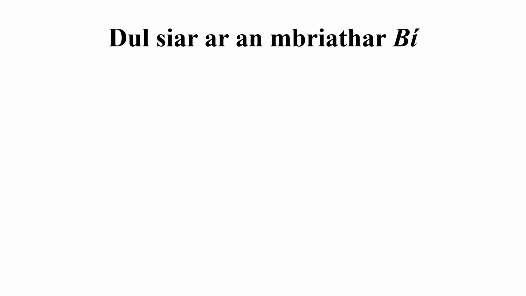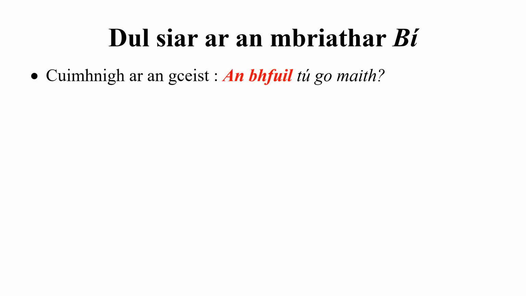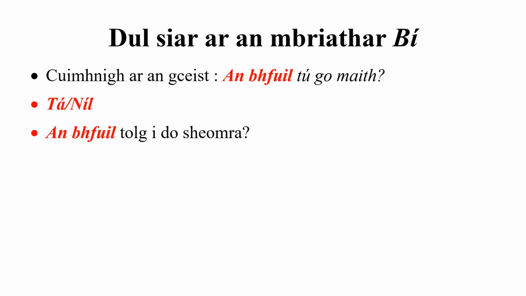Here's a quick review of the verb be. Cuimhnigh ar an gceist, an bhfuil tú go maith? Remember the question? An bhfuil tú go maith, are you well? And the answer, tá, tá mé go maith, or níl, níl mé go maith. So when we ask, is there something in the room, an bhfuil lampa i do sheomra, the answer is going to be tá or níl.